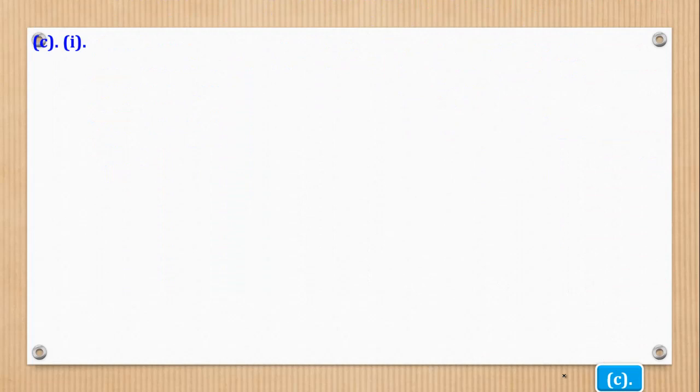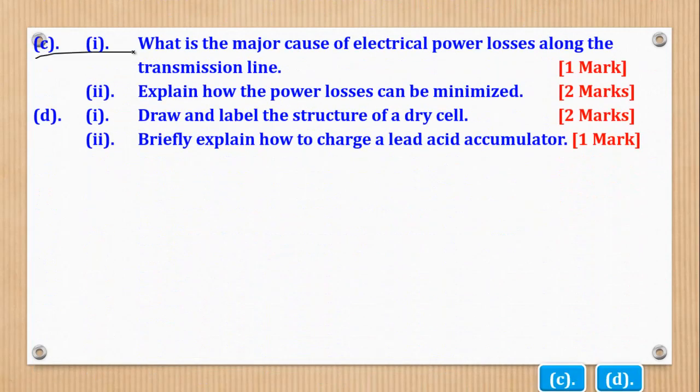Then part C. So C Roman 1 says, what is the major cause of electrical power losses along the transmission line? And Roman 2 says, explain how the power losses can be minimized.